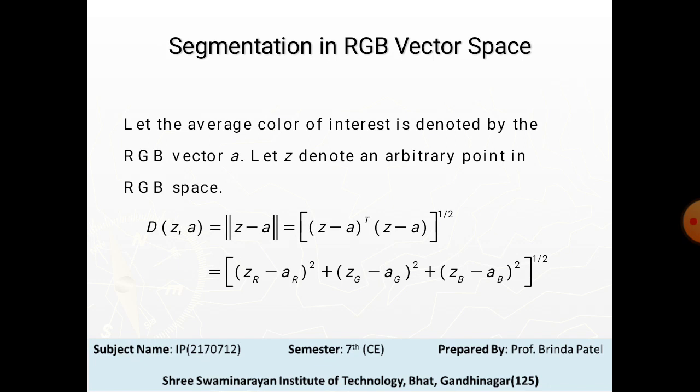= [(zR - aR)^2 + (zG - aG)^2 + (zB - aB)^2]^(1/2), where the subscripts R, G and B denote the RGB components of vectors a and z. The locus of points such that D(z,a) is less than or equal to D0 is a solid sphere of radius D0.